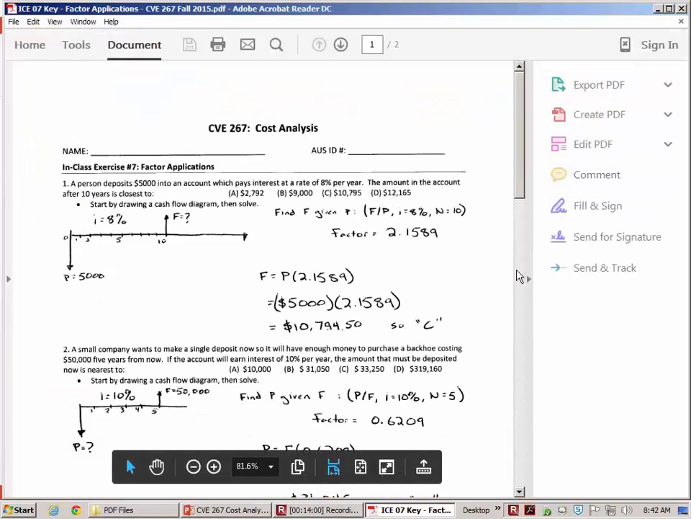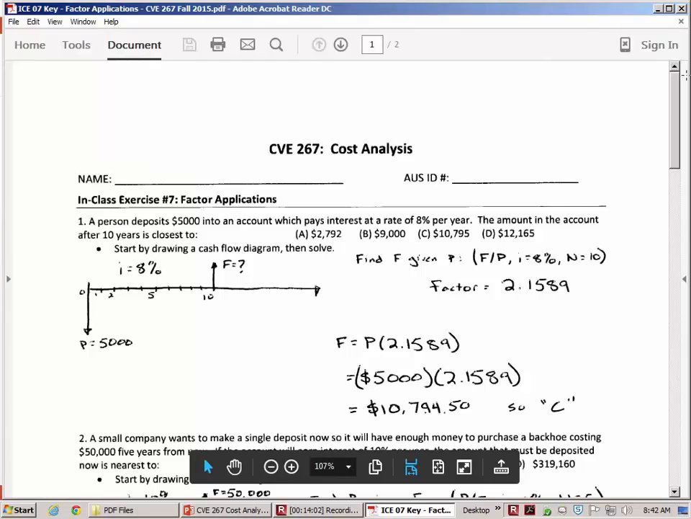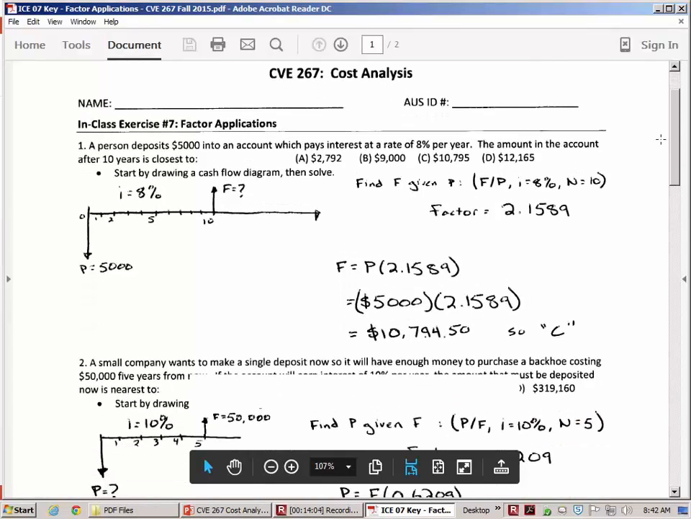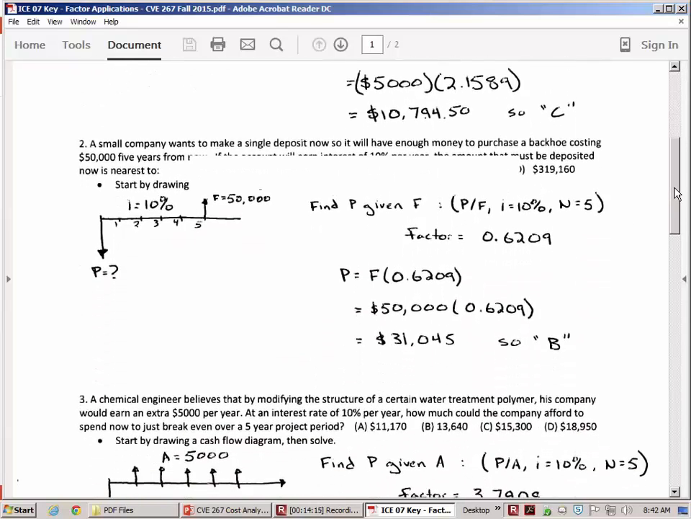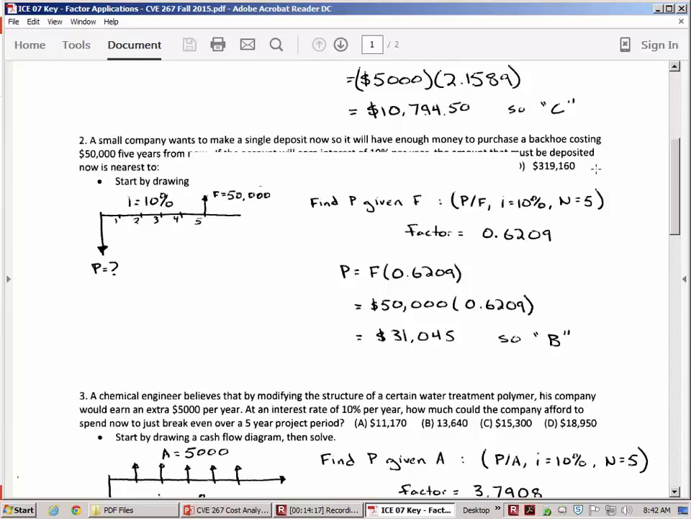Let's take a look at the solution just in case there are questions that we want to address. Okay, so the first one we've already talked about. That is find F given P. So you look up the factors, multiply it by the original amount. Answer C.